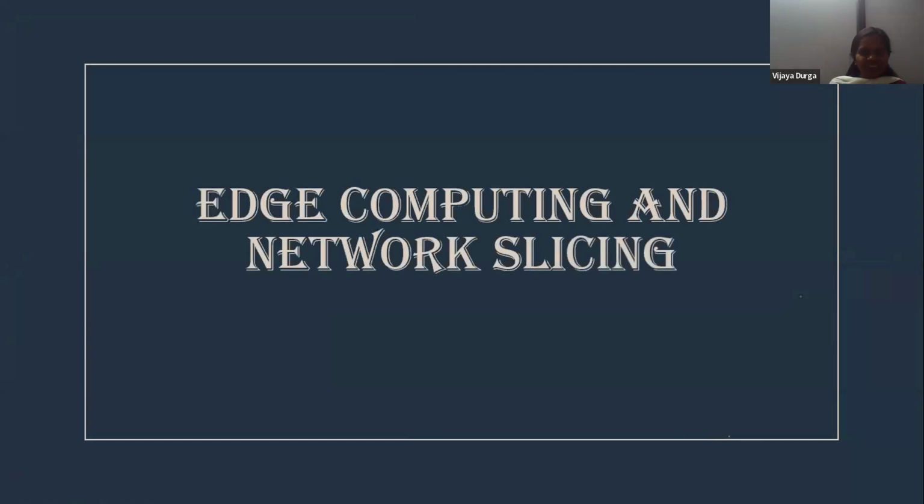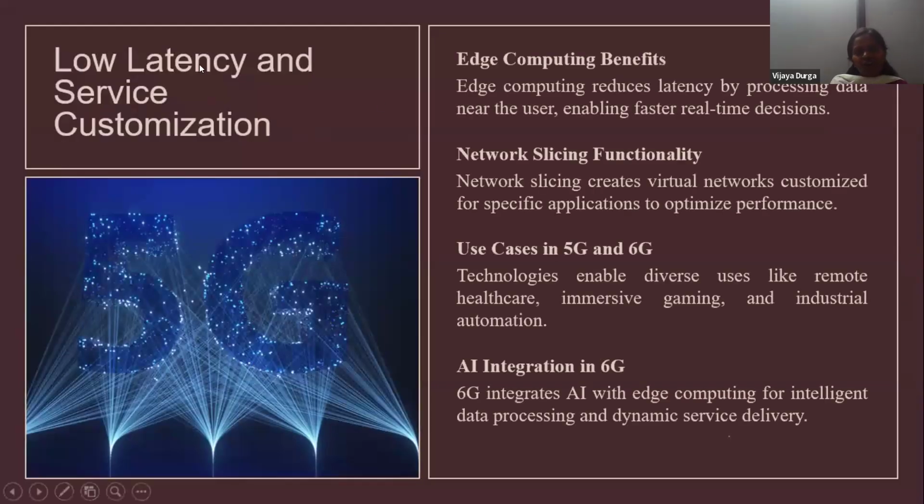Then edge computing and network slicing. So the main importance of edge computing, because edge computing is a 5G technique only. For this edge computing, if you add intelligence, then it comes to 6G technology. Low latency and service customization are very, very important for edge computing. So the edge computing reduces the latency by processing data near the user. I have already told you.